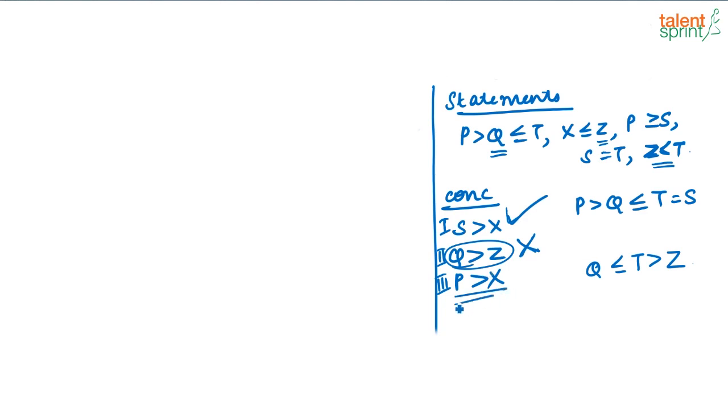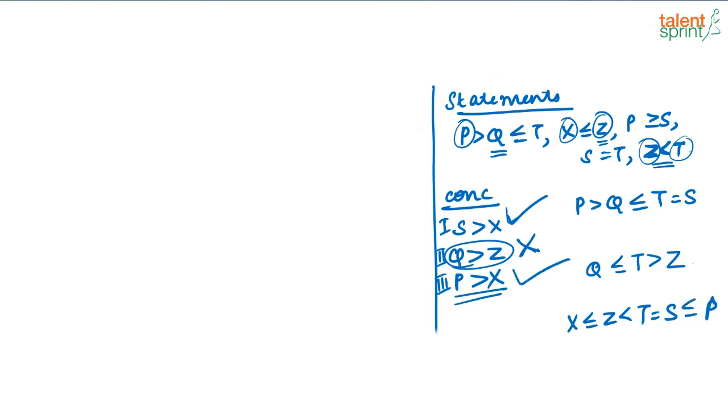Okay, now next, third one is the relationship between P and X. So here, P is here, X is here. So the variables involved are P, X, Z and T. Okay, so what can you say, what is the relationship between P and T? See, I know X is less than or equal to Z and Z is less than T, right? And we know T is equal to S, and here it is given P is greater than or equal to S. So I can say for sure P is greater than X.